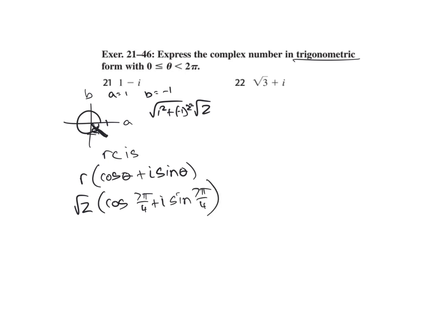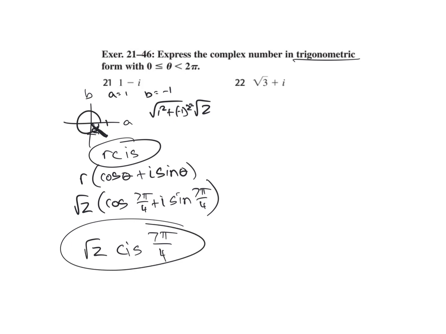Now how they're going to list it in the book is like this. So square root of 2 cis 7 pi over 4. Okay, so don't get freaked out when you look in the back of the book. That's the same thing. Cosine plus i sine of 7 pi over 4.